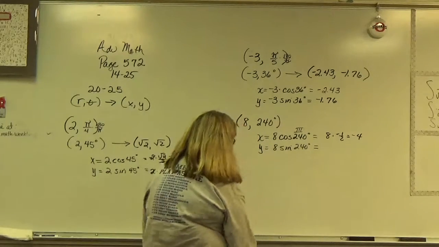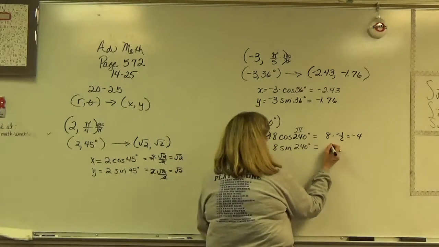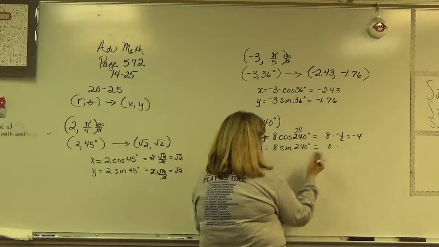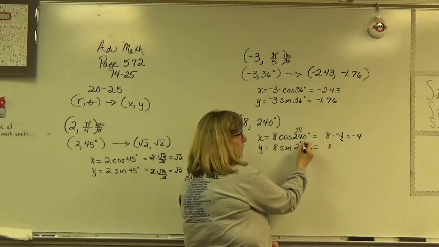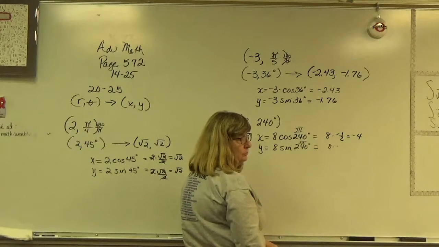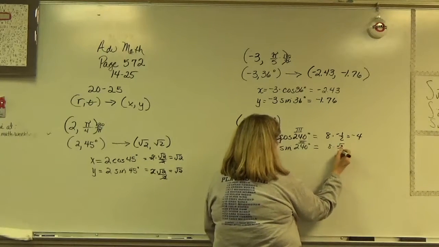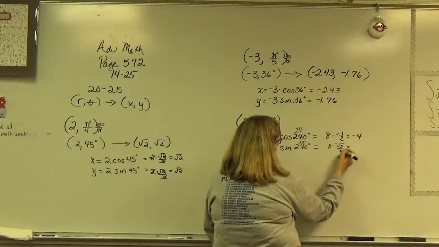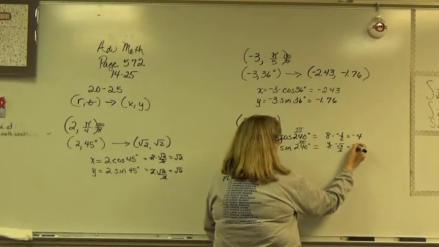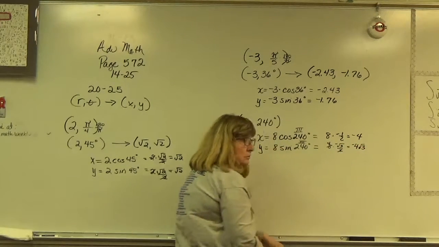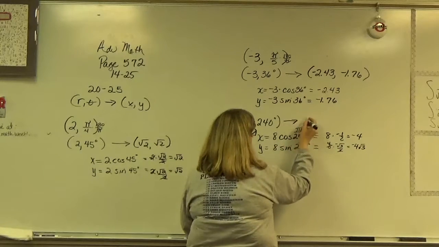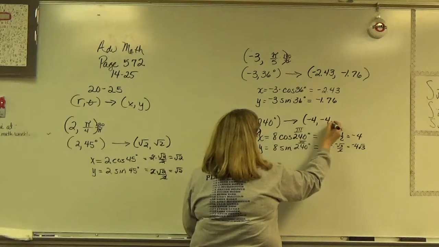So what is now the sine of 240? It's in the third quadrant. What's the sine in the third quadrant? It's negative, because tangent's the one that's positive. Isn't it radical 3 over 2? Yes. So we end up with negative 4 square root of 3. So our answer is negative 4 and negative 4 square roots of 3.